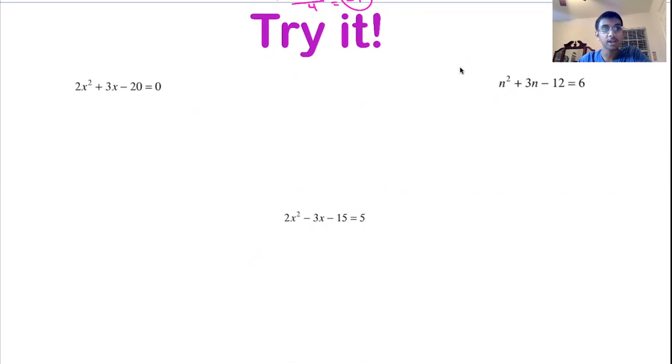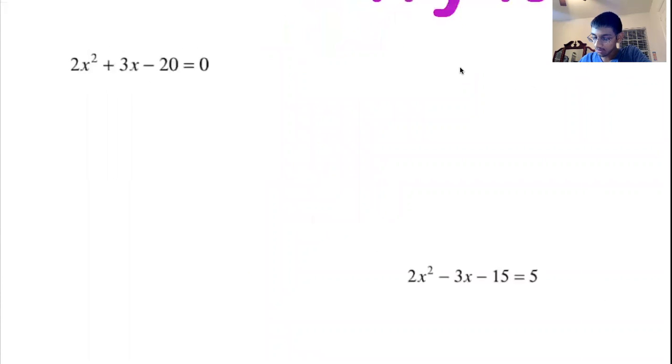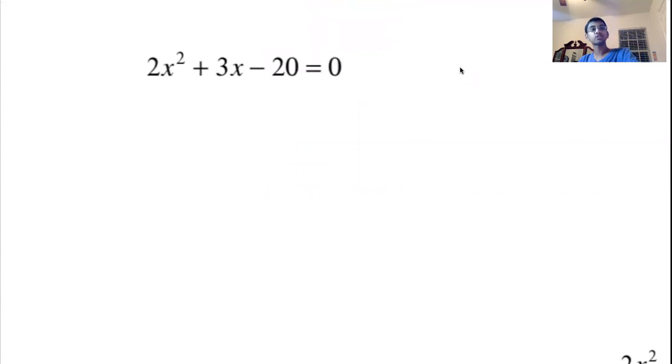All right, so I hope you finished. I hope you did well. Let's see how you did. So let's start off with this problem right here: 2x squared plus 3x minus 20. We want to solve for x.